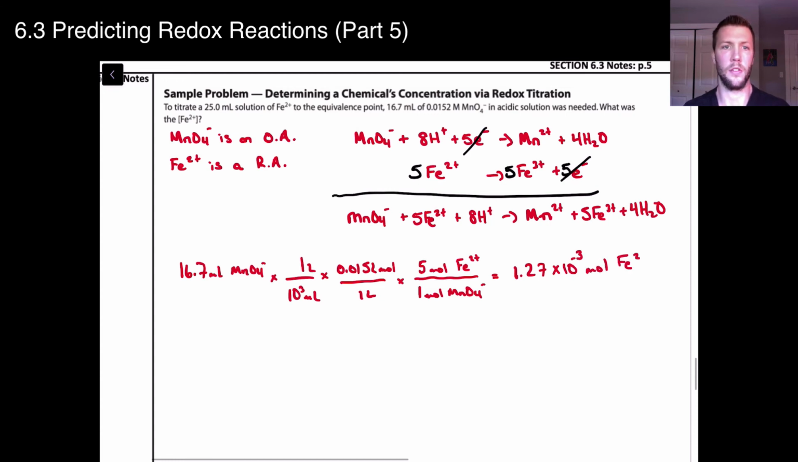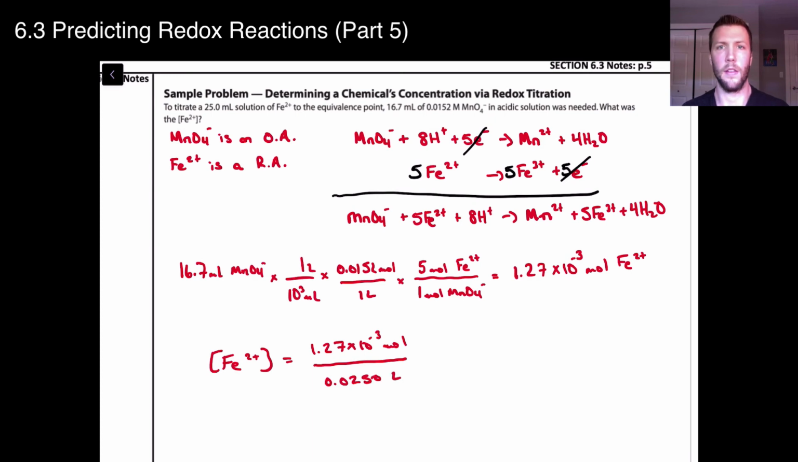Next, I want the concentration. So that number of moles was contained in what volume? It was in a 25 ml sample. So I'm just going to take that number of moles and divide it by the volume in liters, which is 0.0250 liters. That works out to a concentration of 0.0508 molar iron 2 ion solution.